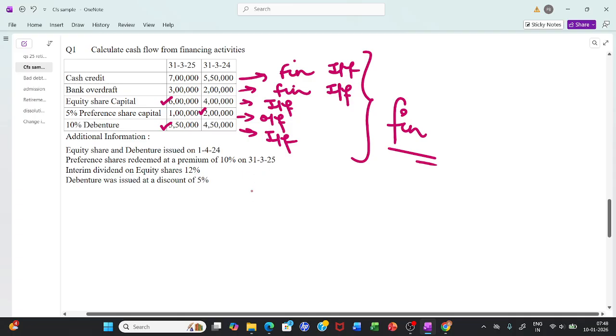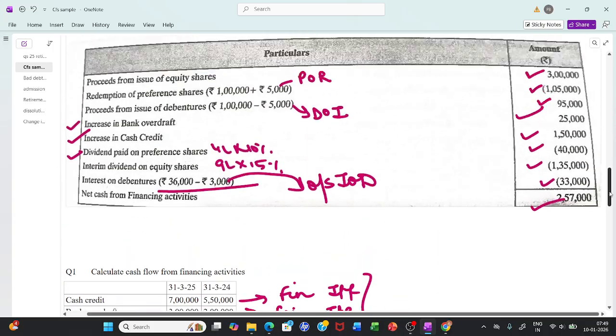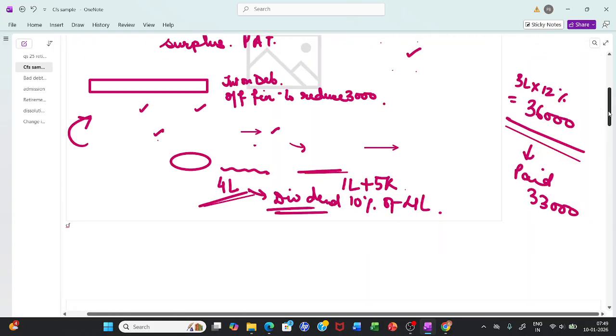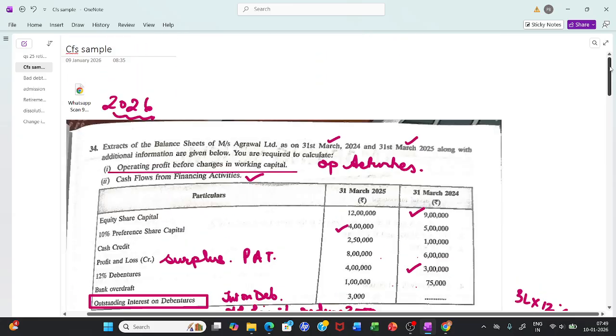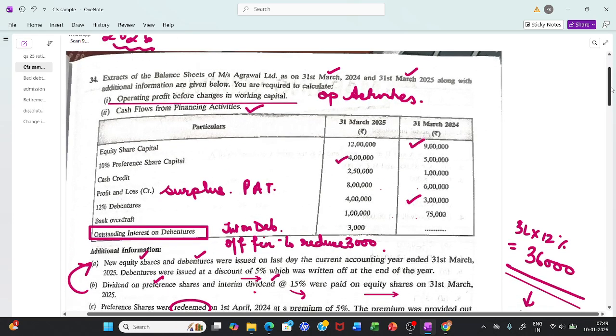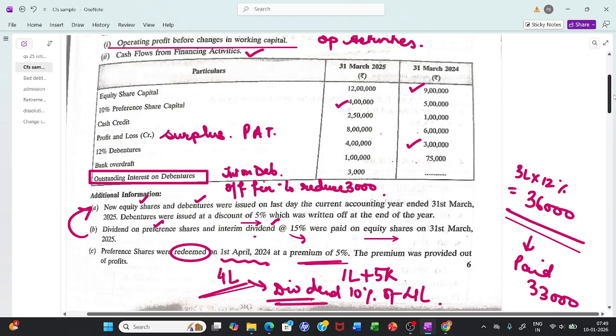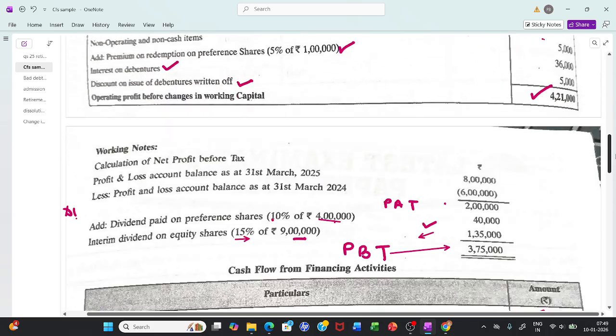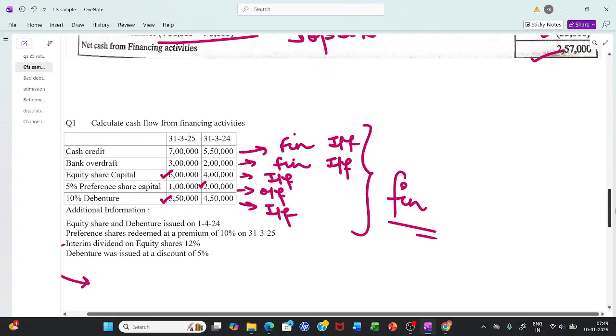Now here comes a question. What are they saying? Interim dividend on equity shares. Let's compare it to the previous question. The previous question tells me that preference dividend is paid and interim dividend is paid. Let's look at that wording: dividend on preference share and interim dividend. Here it only states interim dividend. Interim dividend is paid during the year.